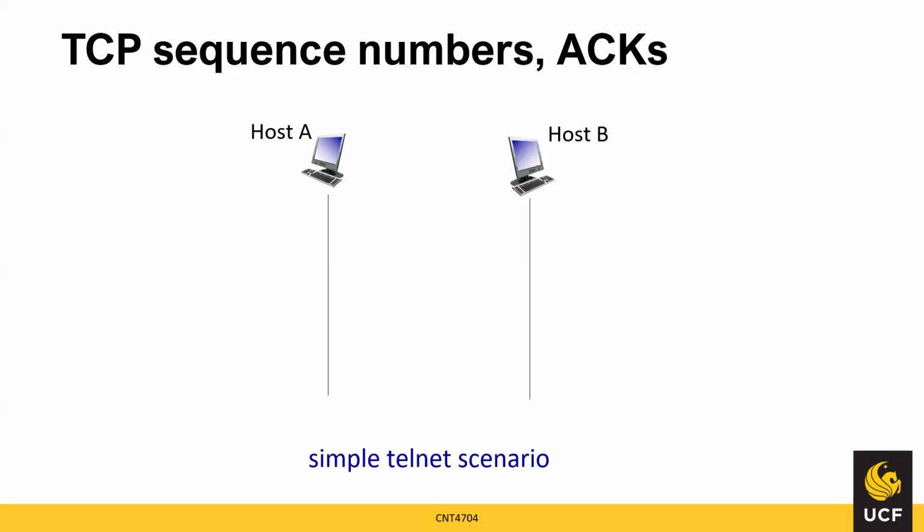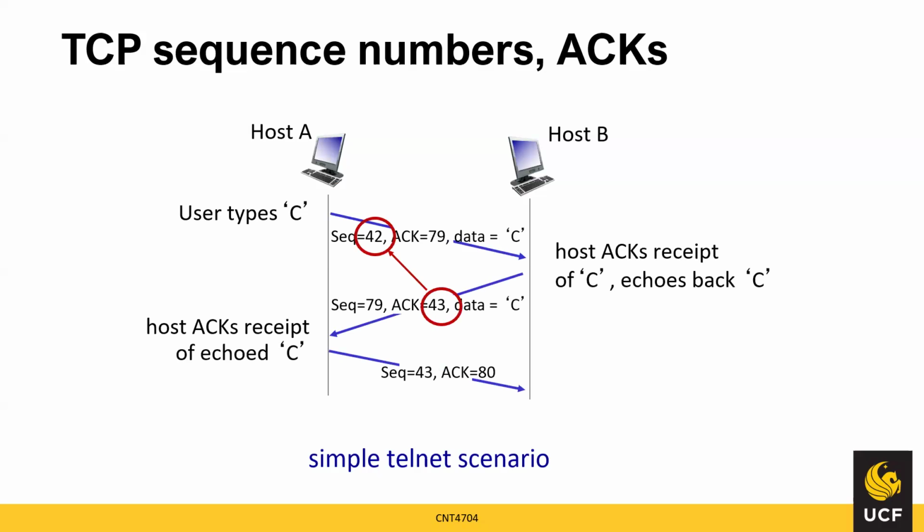So let's look at a simple example of TCP in action and see how sequence numbers and acknowledgements work together, hand in hand. We have an example here of a simple telnet scenario between hosts A and B. The idea is that host A is going to send a character to B and B is going to echo it back. This is kind of similar to the ICMP protocol, but each transmission is going to involve a TCP segment with a sequence number and an acknowledgement number. So we're going to see how those work together.